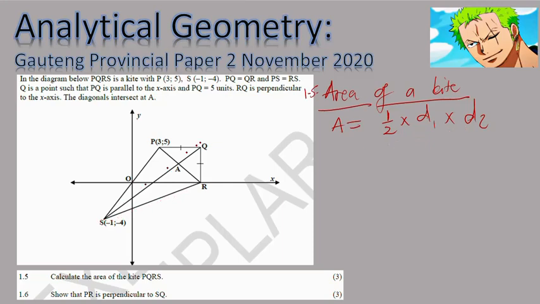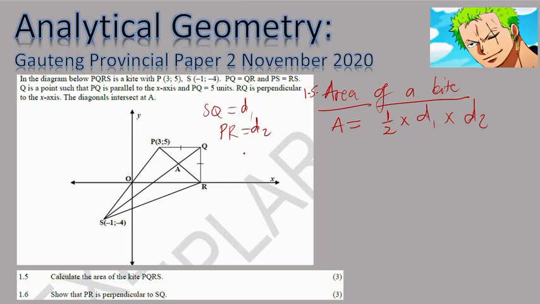So we'll call SQ diagonal number 1. That will be diagonal number 1. And we will call PR diagonal number 2. Right. So what does that mean? That means now we must have the distance for PR and the distance for SQ for us to be able to calculate this.